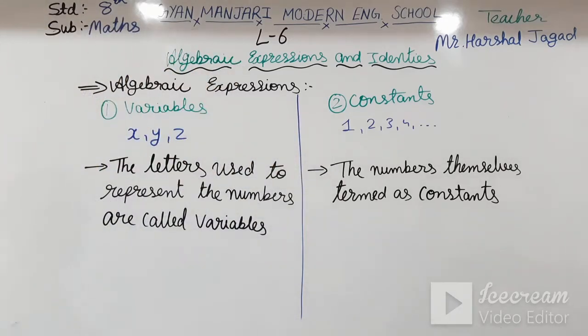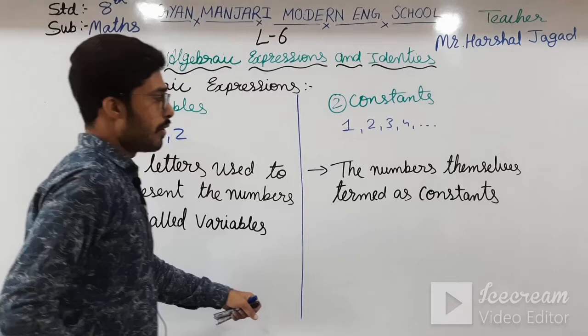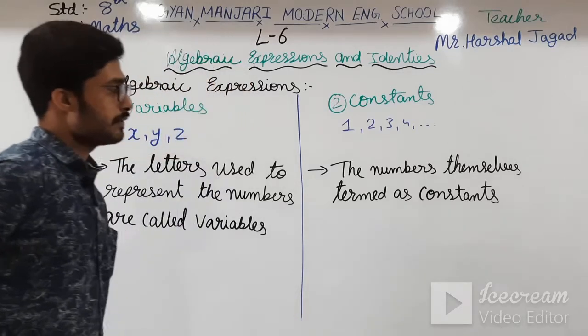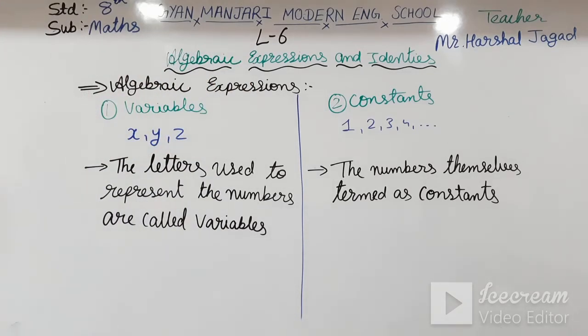Okay students, I am reading the definition again: the letters used to represent numbers are called variables and the numbers themselves are termed as constants. Okay students, so these are the variables and numbers. Let us see some of the algebraic expressions which are formed by variables and constants.